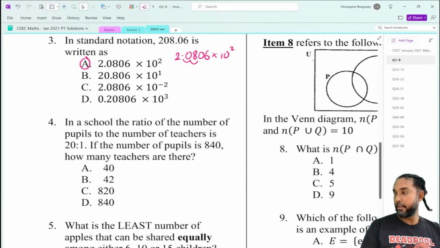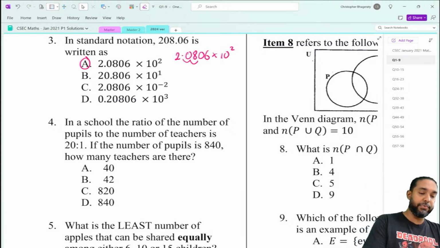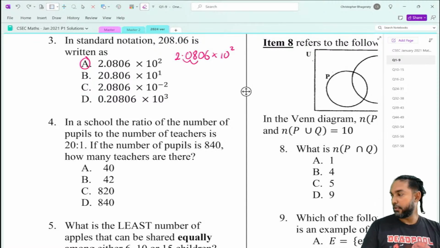Item 4. Why would it be positive? Why would it be positive too for the standard notation? Because we're going back from 2.08 to 208. So 208 is 100 times 2.08. All right. Okay. Yeah. All right. Cool.